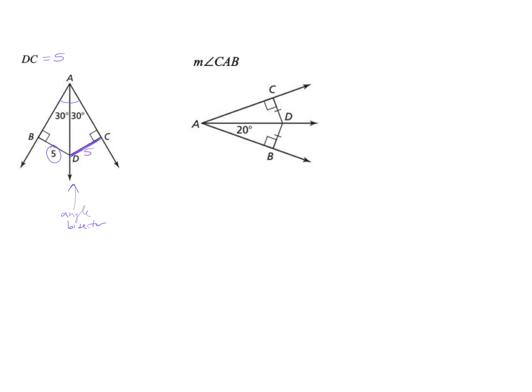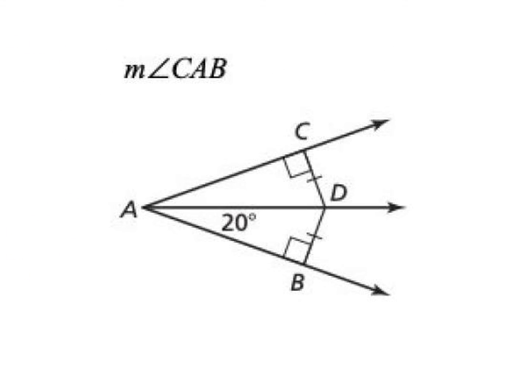Okay, look at this one. Look at your markings. They want angle CAB. So CAB is this angle. It's 40. Because these distances are the same when perpendicular, then this angle is being bisected. So that means this one is 20 also. So CAB is 20 plus 20, or 40 degrees. Good on that?